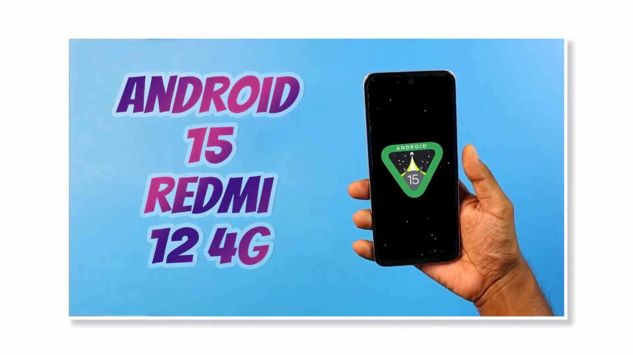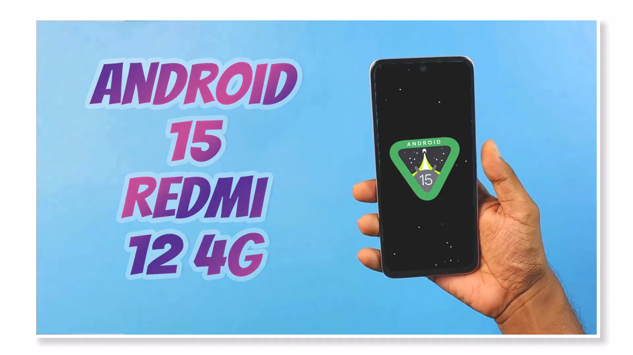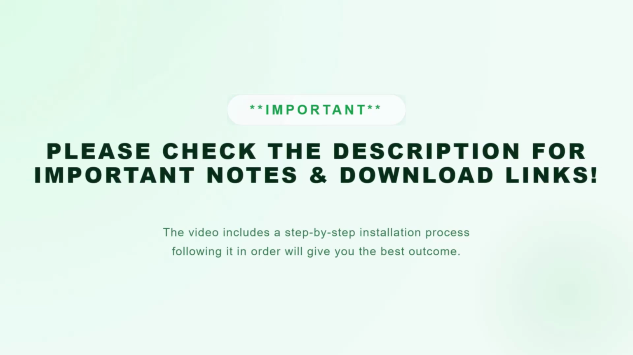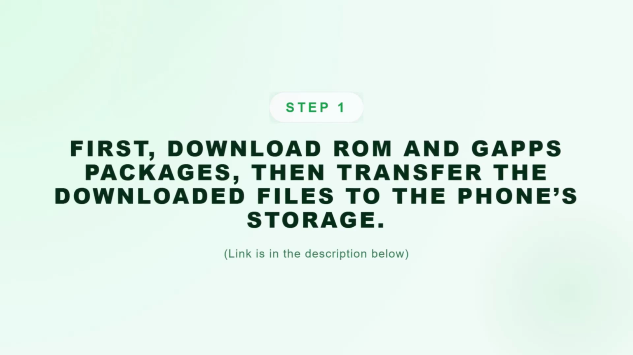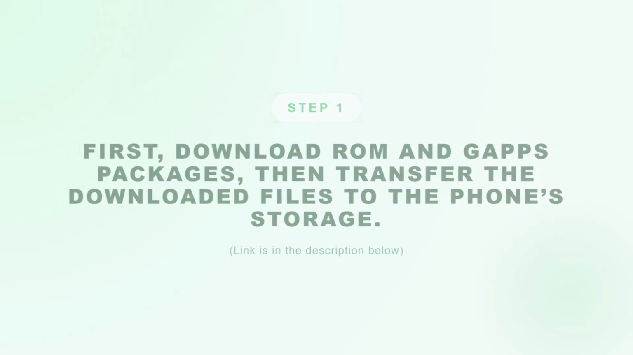Install Android 15 on Redmi 12 4G via LineageOS 22. Please check the description for important notes and download links. First, download ROM and GApps packages, then transfer the downloaded files to the phone's storage.